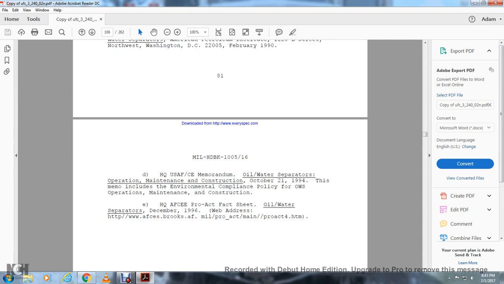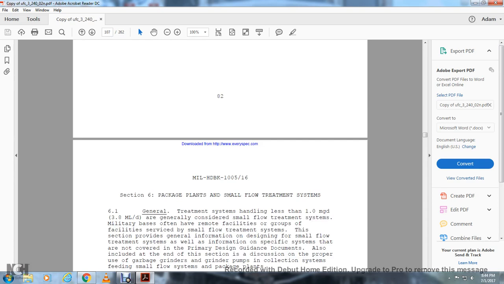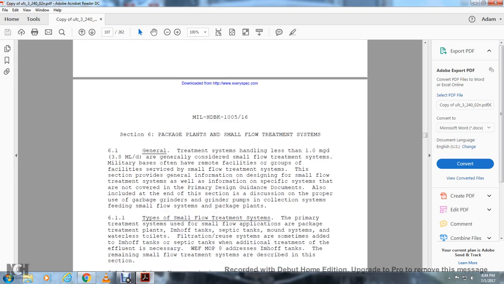Headquarters USAF CE Memorandum on Oil Waste Separator Operation, Maintenance and Construction, October 21, 1994. This memo includes the environmental compliance guidance for oil waste separator operation, maintenance and construction. Headquarters Air Force CEE Pro-Act Fact Sheet, Oil Wastewater Separators, December 1996. Web address: afces.brooks.af.mil, Pro-Act Main, Pro-Act 4 HTML. Section 6, Package Plants and Small Flow Treatment Systems.